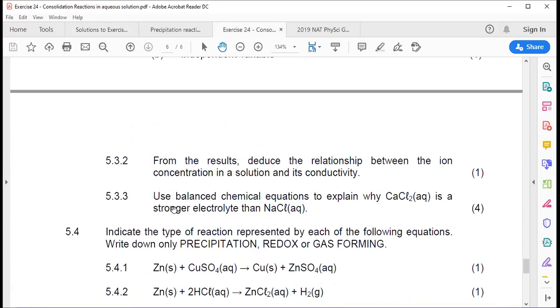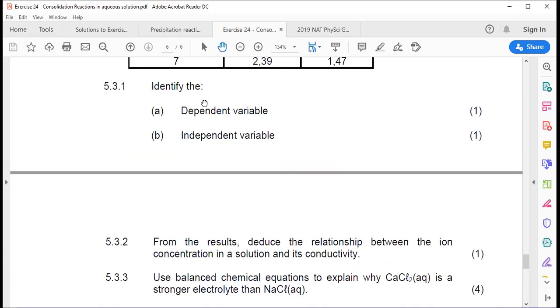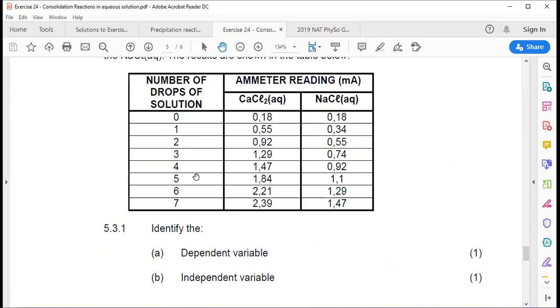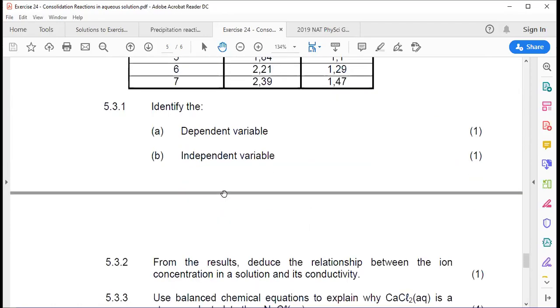5.3.2, from the results, deduce the relationship between the ion concentration in a solution and its conductivity. So here you go back again. As the number of drops are increasing, what is happening to the ammeter reading? It's also increasing. So it means the higher the concentration, the higher the conductivity, or the more drops added, the higher the meter reading.